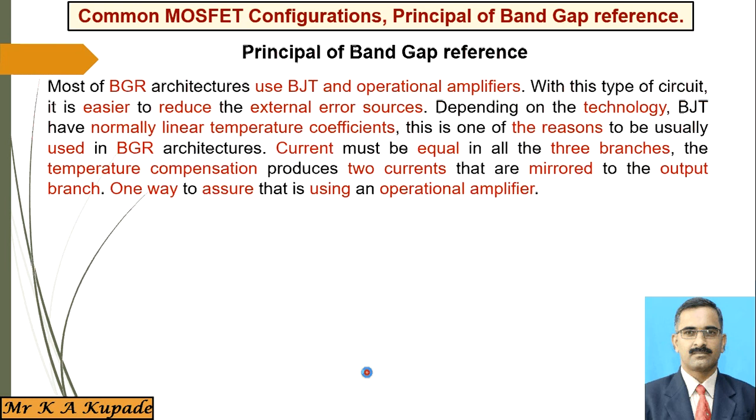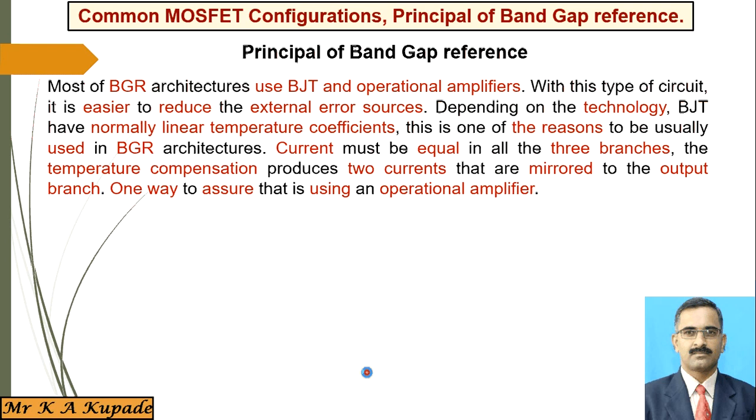Okay, now I want to explain a few points under this particular consideration. First, most band gap reference architectures use the BJT and operational amplifier. This is the common thing. With this type of circuit, it is easier to reduce the external errors. Depending on the technology, BJTs normally have a linear temperature coefficient. This is one of the reasons why it is usually used in band gap reference architecture.